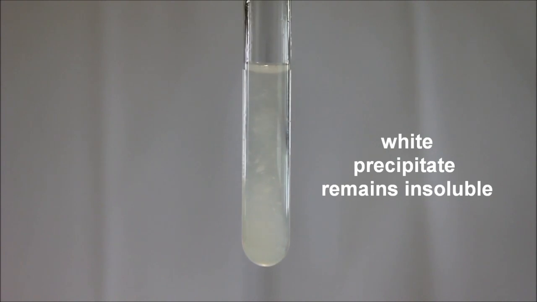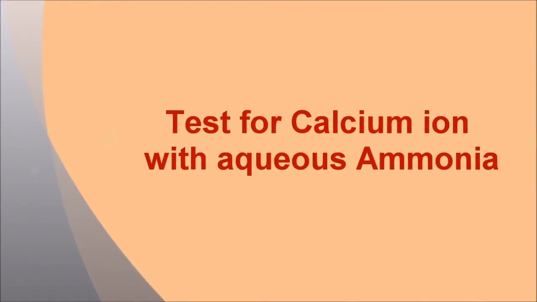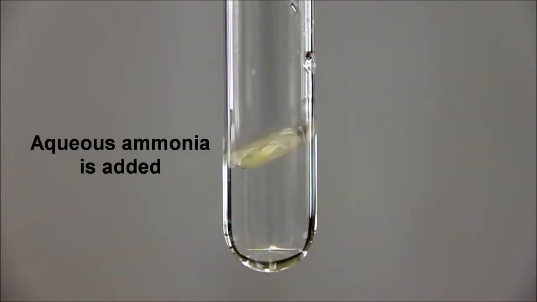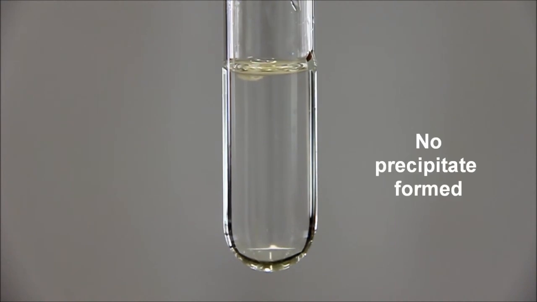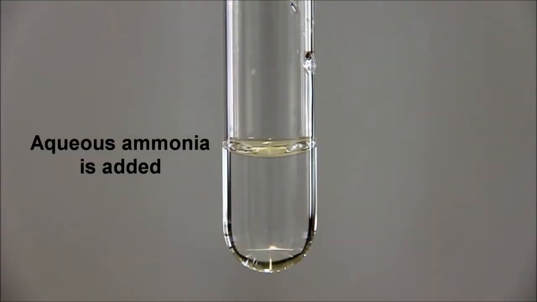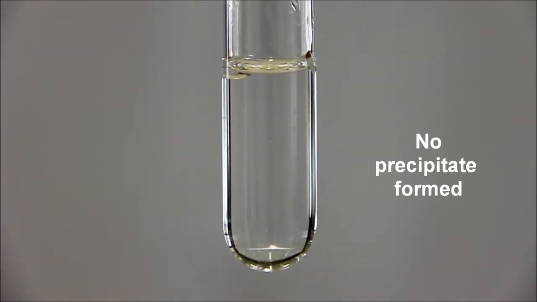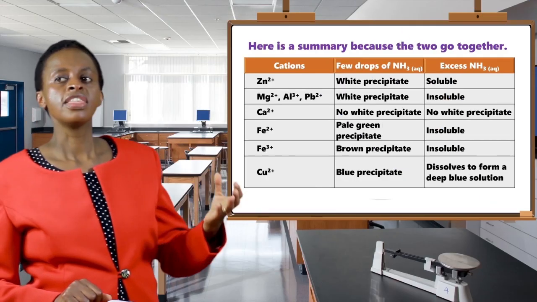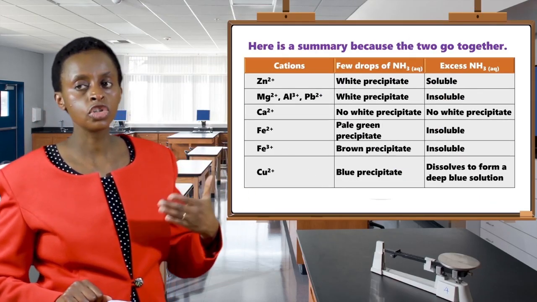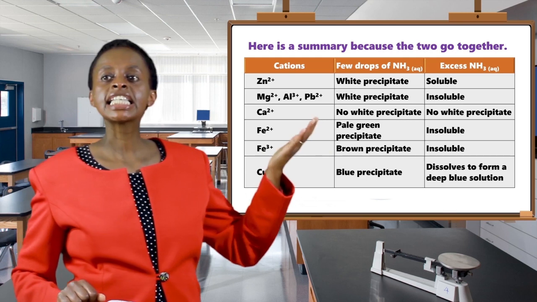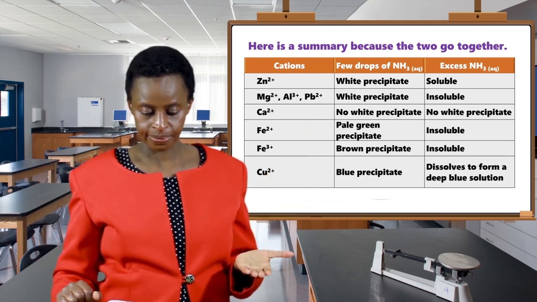If you have a test tube that contains calcium ions, a few centimeters cubed, you add a few drops of ammonia solution, you get no white precipitate. That is the language we use. And in excess of ammonia, we also get no white precipitate. That means when that happens, then you can conclude that the solution in there contains calcium ions.